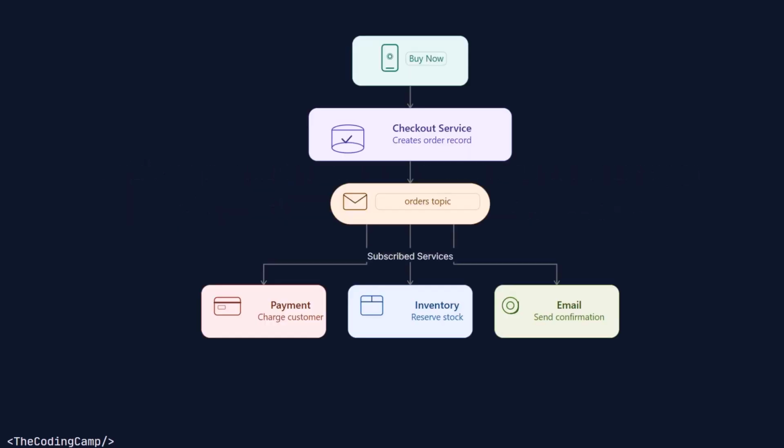This is an example flow. The customer clicks buy now on the website or mobile app. Then the checkout service creates the order record in the database. After successful creation, it generates an event or a message and sends it to the order's topic. Now all the services that are subscribed to this topic, which are the payment, inventory, and email services, process this message.